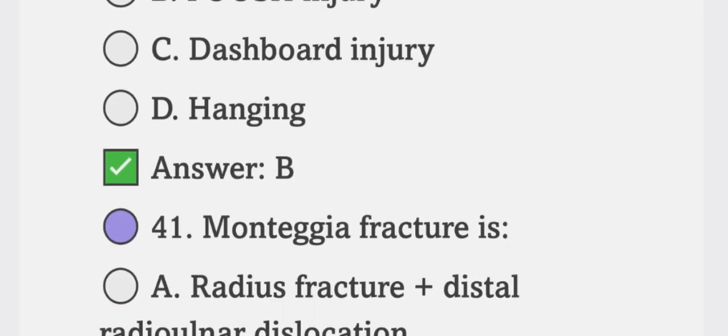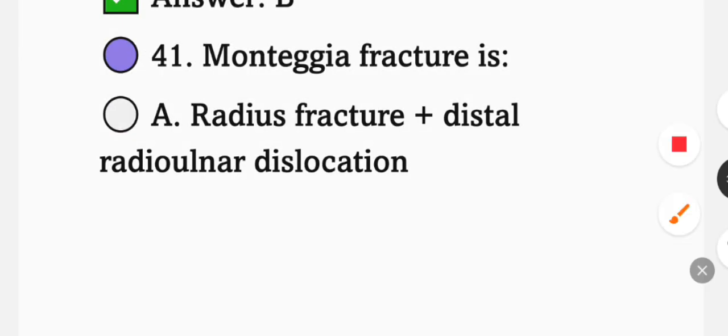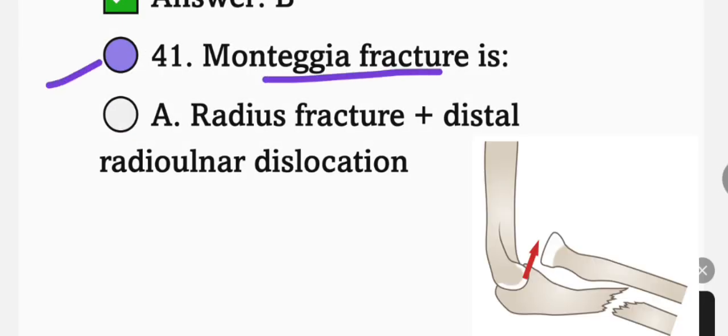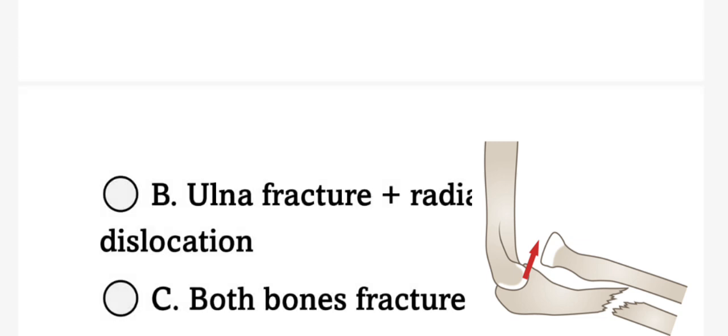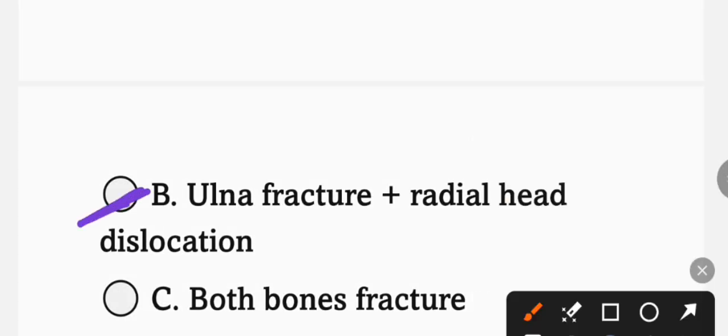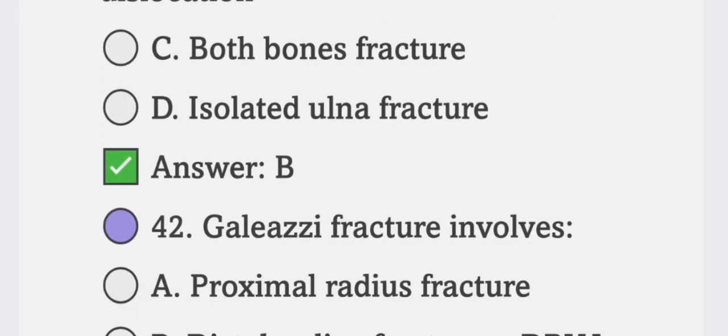Okay. Now come to question 41. Monteggia fracture. A Monteggia fracture means a fracture of the ulnar shaft with, at the same time, a dislocation of the radial head. So the option is ulnar fracture with radial head dislocation, option B, the correct option, which is a Monteggia fracture.